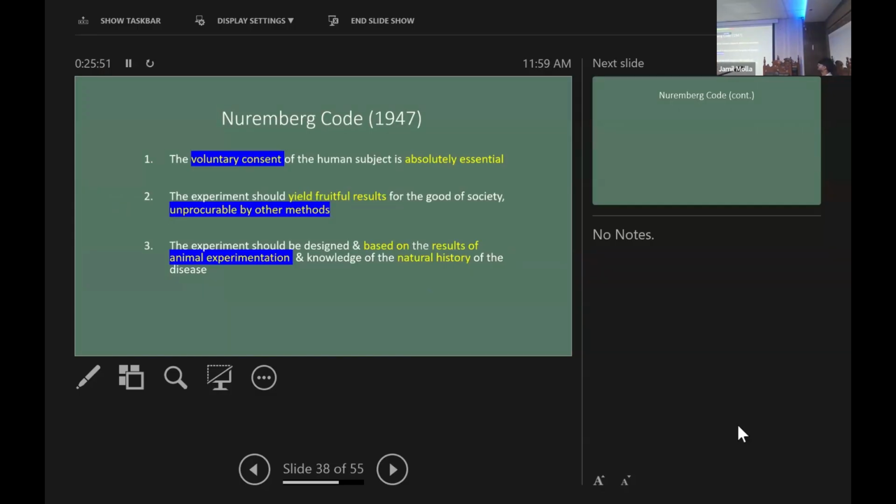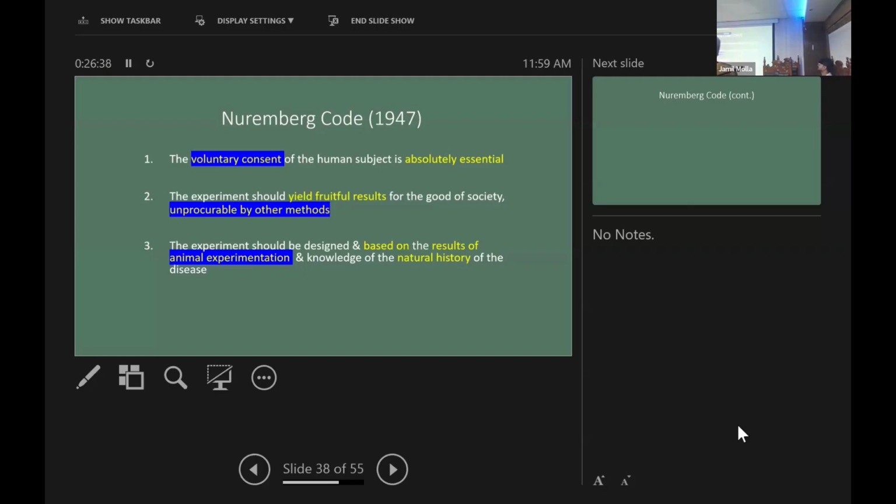So the first thing is voluntary consent. That is a must. Whenever you are involving any human being in your study, you must take consent. It is not forced consent, or consent obtained by some other means. It has to be informed consent, taken after giving prior information about all aspects of your study. It should be voluntary and autonomous. Voluntary consent from all the human subjects is absolutely essential. That is the first Nuremberg Code.